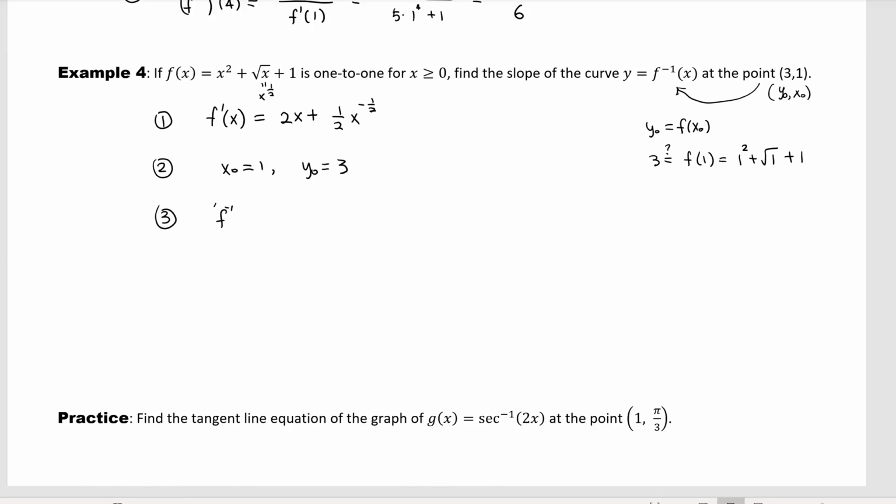The slope of the inverse function at 3 is the reciprocal of the derivative of the function at 1. Okay, and that is 2 times 1 is 2 plus 1/2. 1 to the negative 1/2 is still 1. 1 to the whatever power is 1. Okay, so that is 2. What is 2? 2 is like 4 over 2. 4 over 2 plus 1 is 5 over 2. So then that we get 2 over 5. So that is the slope of the curve of the inverse function at the points 3, 1.